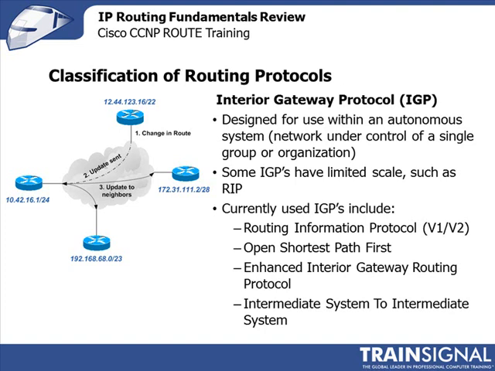Some of the IGPs have very limited scale, such as RIP. RIP is limited to 15 hops. And yet in production environments, I've still managed to find RIP operating. So there's a number of different current IGPs. There's RIP, Routing Information Protocol, version 1 and version 2. There's OSPF, Open Shortest Path First. There's Enhanced Interior Gateway Routing Protocol, EIGRP. I'm not listing IGRP because it's been deprecated. And then there's Intermediate System to Intermediate System, IS-IS, with which I have a particularly rocky history since it was a difficulty point on a number of my CCIE lab exams. But these are some commonly used IGPs.